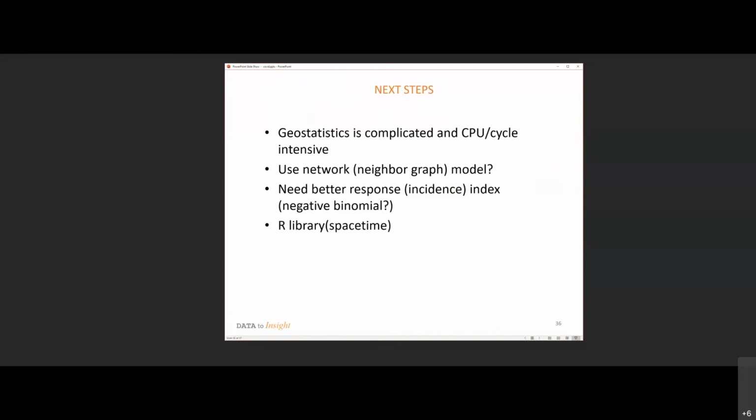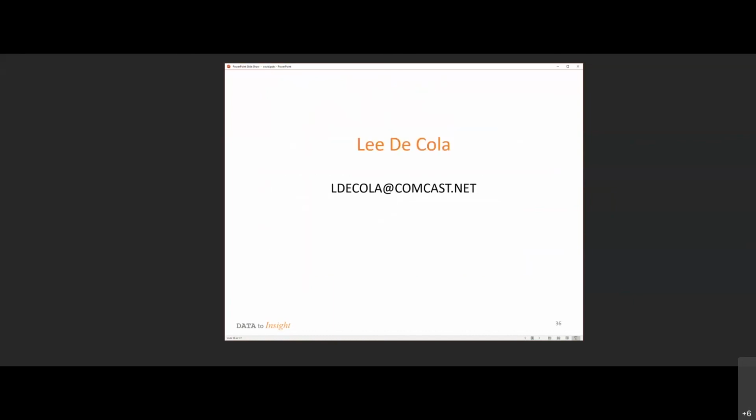As I said earlier, I want to add the space-time R library to my list of tools. And finally, obviously, other data. I'm not sure I want to look at other data sources. USAFacts is a good data set. Finally, I'm throwing out an invitation for anybody who wants to help me or anybody who thinks they could use my help. I put my name and email on the last slide, and I think I'm pretty much done.